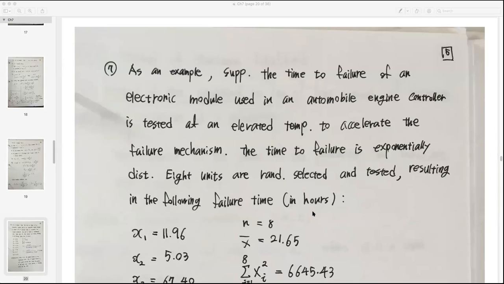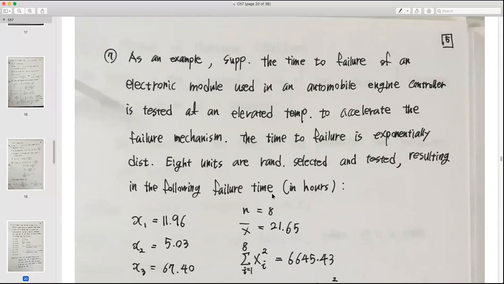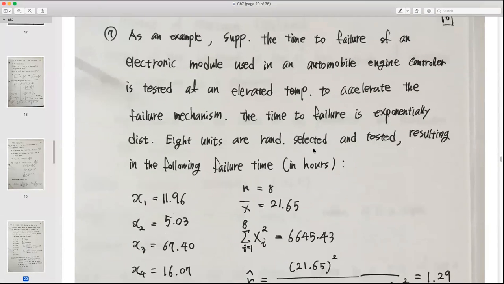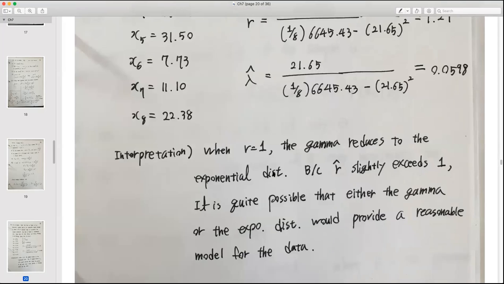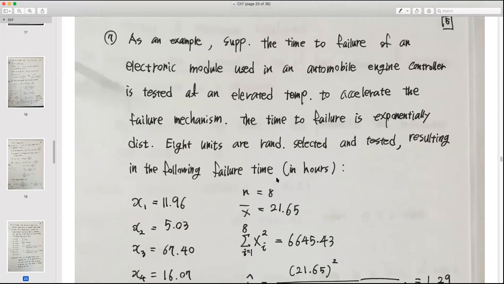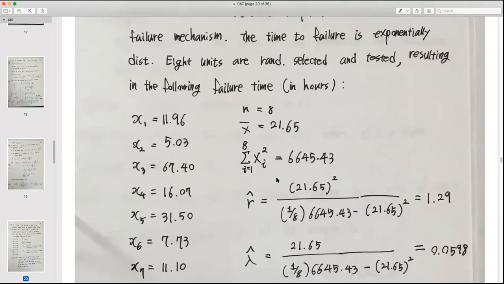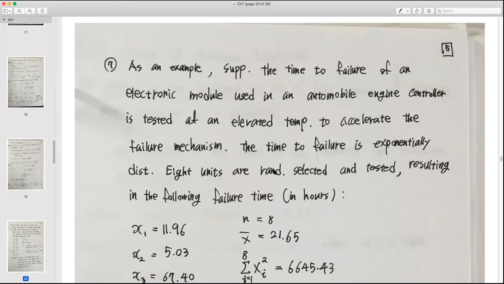Okay, next one. Let's see another example, a specific example. We saw this one, right? I covered this one in the textbook, so let me skip it. By the way, it's a little bit different from the example we covered in the textbook.